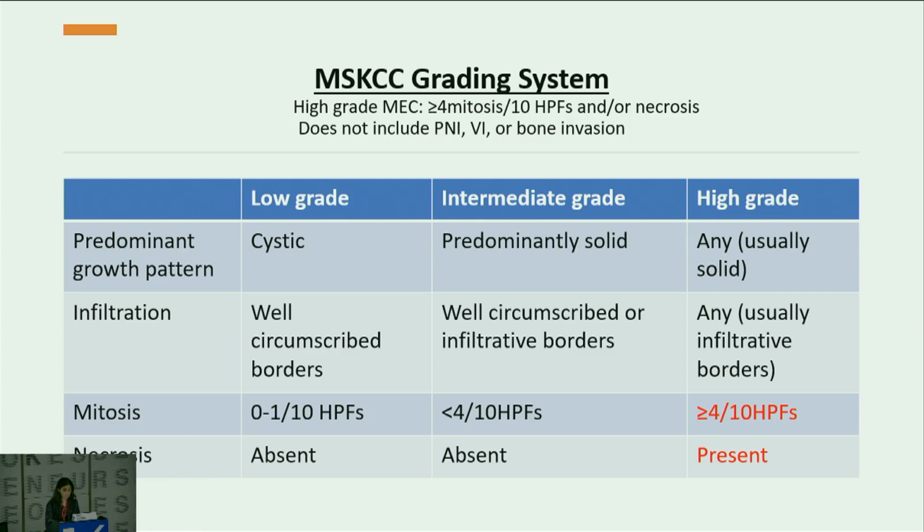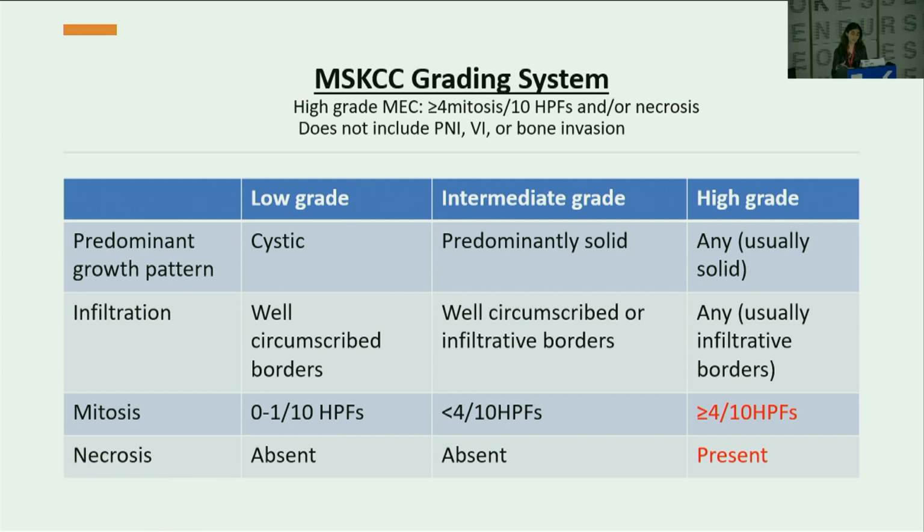We usually don't use them to grade other tumors. And so using the MSK grading system, we call high grade when the tumor has 4 or more mitoses per 10 high power fields or tumor necrosis. And typically these tumors are solid and infiltrative. We call low grade when the tumor is mostly cystic with a well-defined border, has no or one mitotic activity and no necrosis. And intermediate grade tumors are predominantly solid or infiltrative, showing less than 4 mitoses per 10 high power fields and no necrosis.